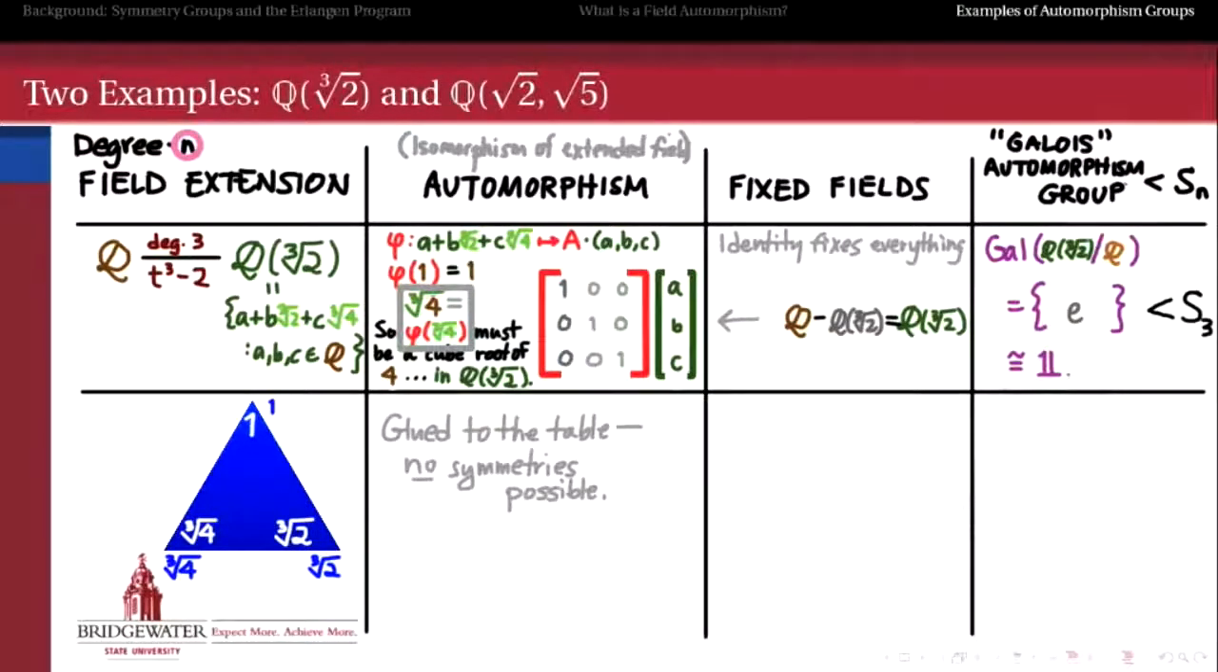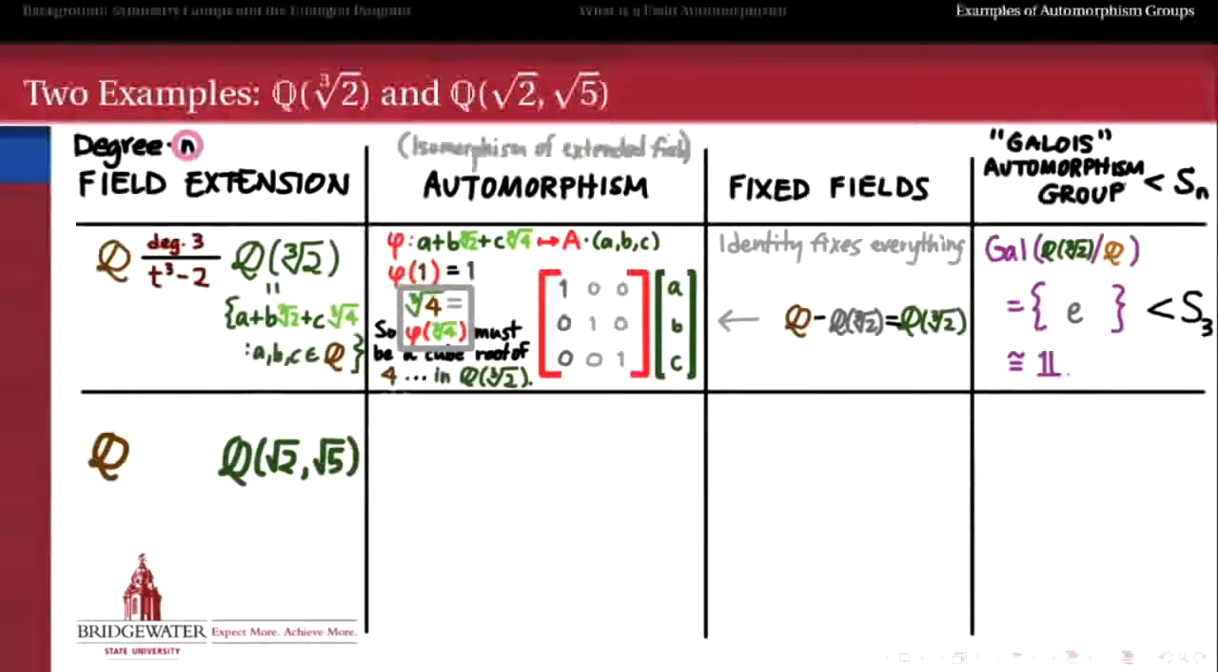It's boring. But with this example, again, we milk a lot of information out of this particular field extension. It shows us that the answer to the automorphism group question is not always as clear-cut as it might appear. Even though this is a very non-trivial extension, it's a degree 3 extension of the rationals, it actually has no symmetries. It has no automorphisms over the base.